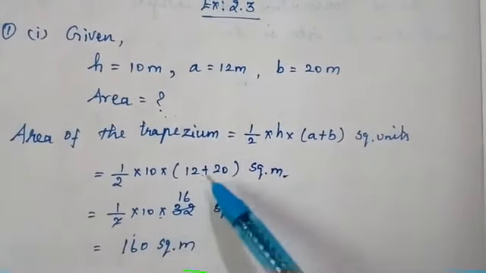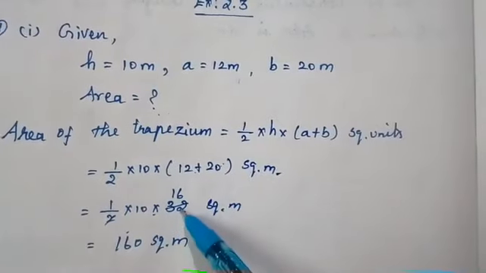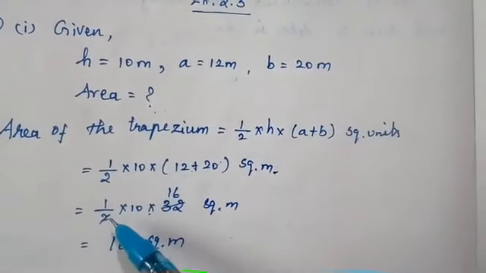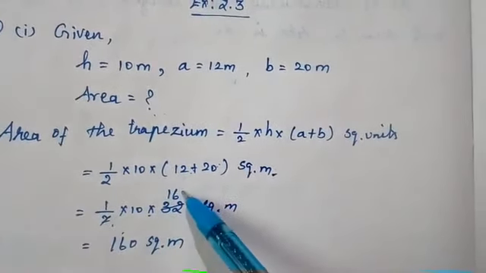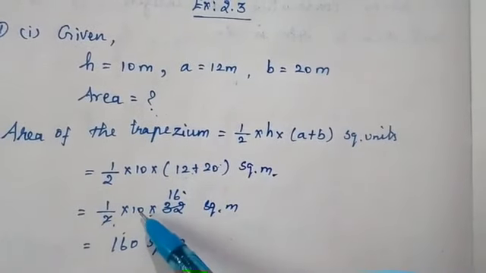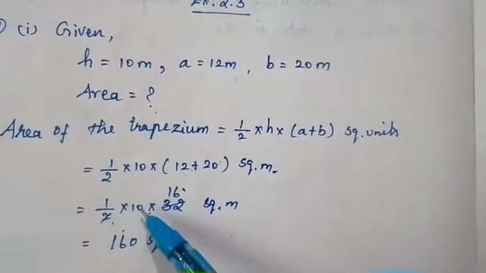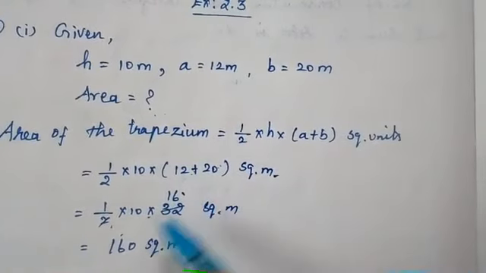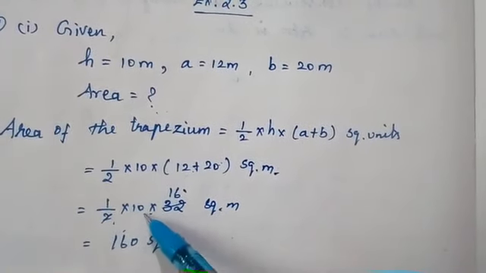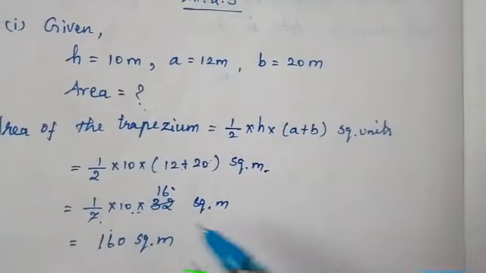Half into 10 into, add these two, that is 32. Cancelling is possible by the 2 table: 2 16s are 32. Otherwise you can cancel 2 5s are 10. Then multiply these two. After cancelling we have 10 into 16, that is 160 square meter.